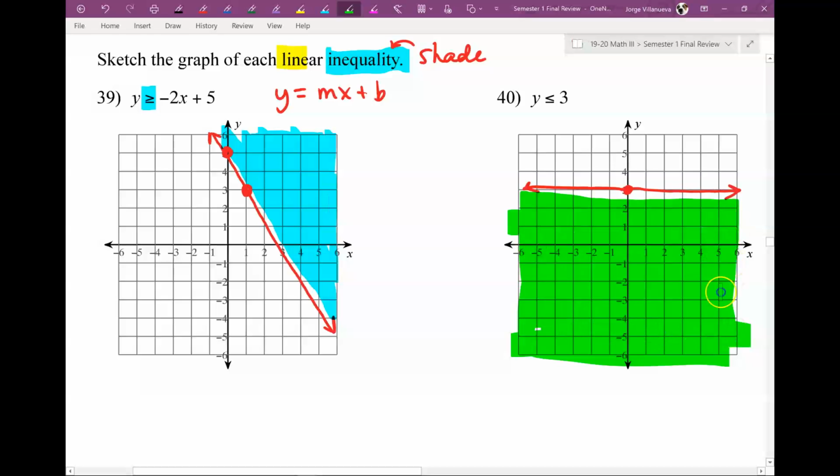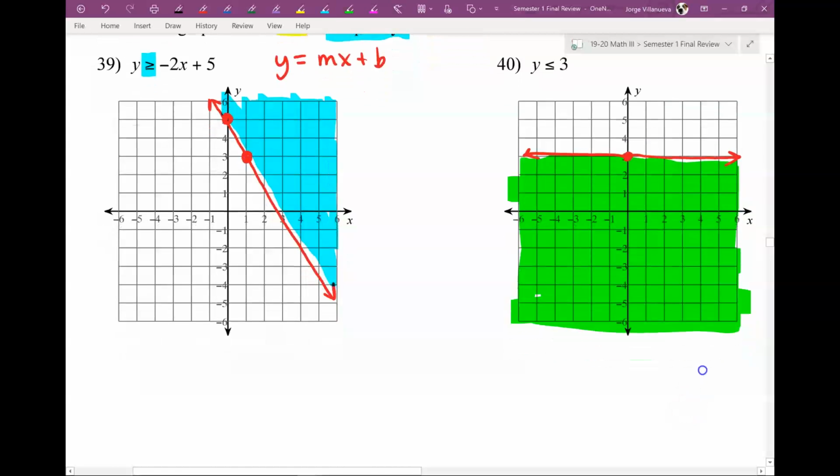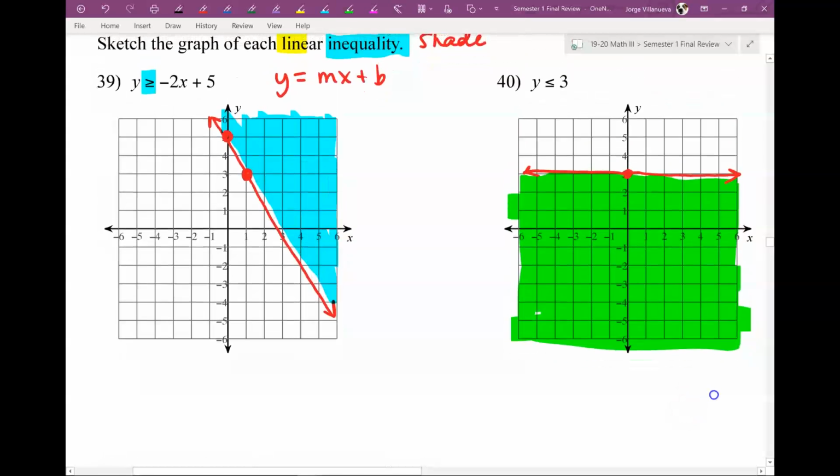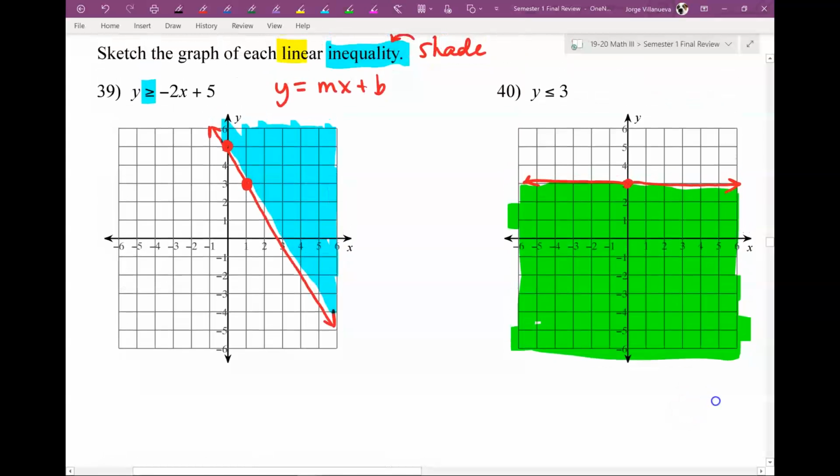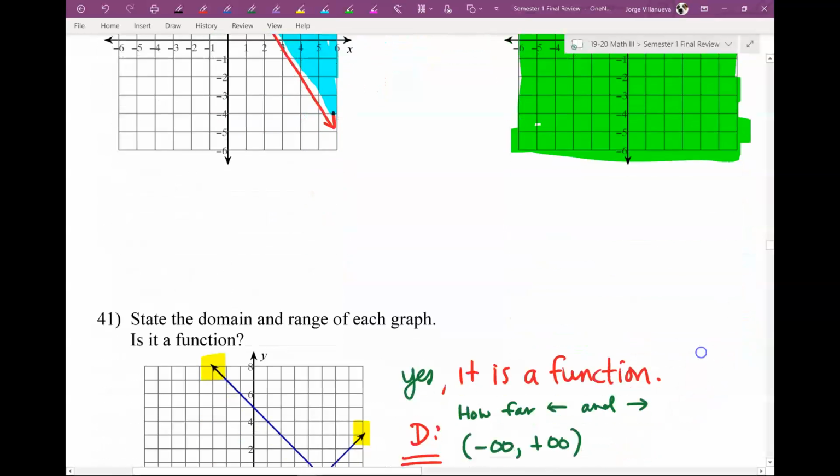And remember, guys, you guys will know whether or not you have to shade, because since this is a multiple choice test, the multiple choices will have graphs with shading in them. So you'll know, like, oh yeah, I got to shade this, and the line should be dashed or solid. It'll show up for you. Any questions on those? All right, so let's keep moving on.